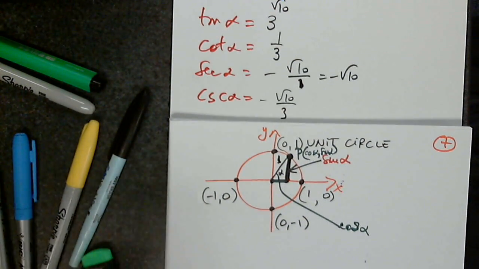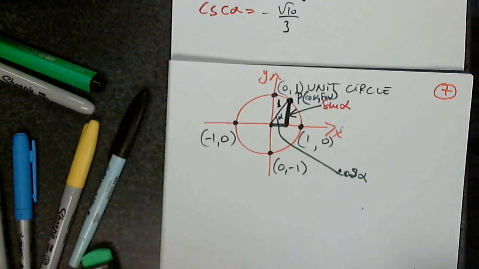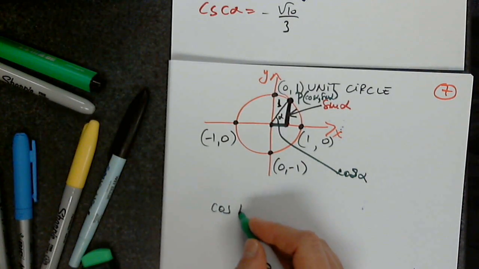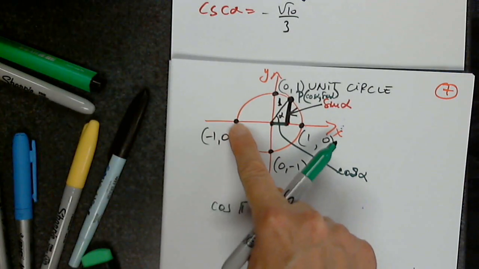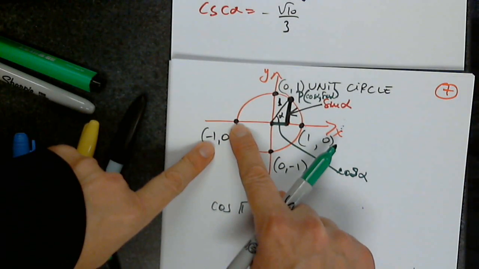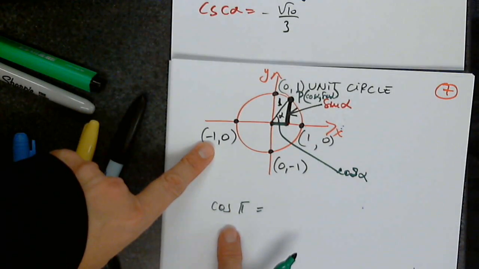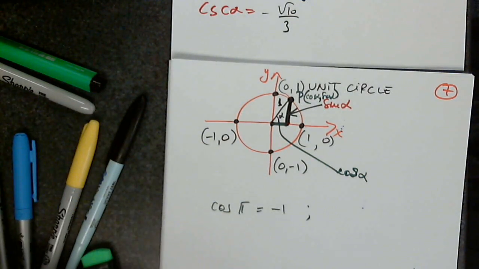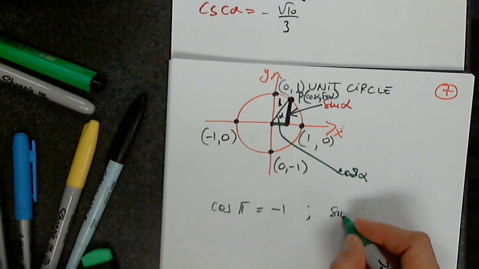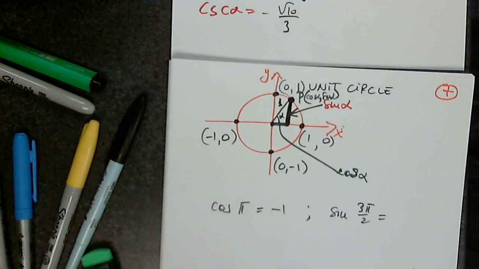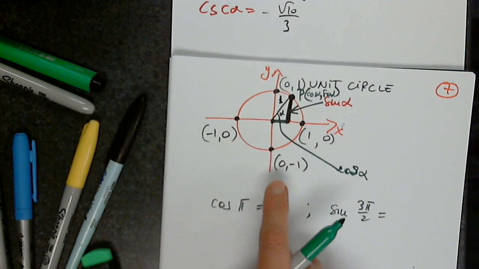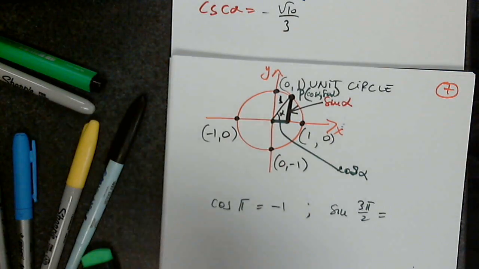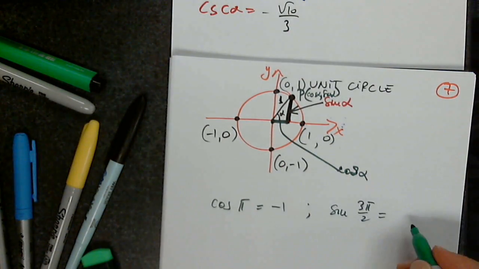So now, if I ask you, give me cosine pi. First of all, where will you look? Right here. The first coordinate is cosine or sine? Right. So how much is cosine pi? I'm going to ask now sine 3 pi over 2. Where is 3 pi over 2? 1 pi over 2, 2 pi over 2, 3 pi over 2. So it's right here. So sine is the first coordinate or the second coordinate? Good. So how much is sine?